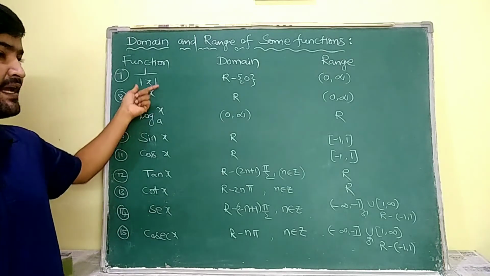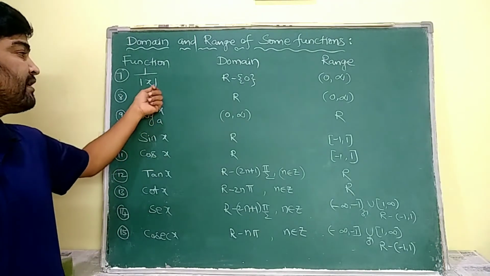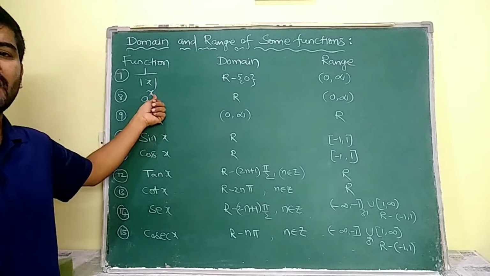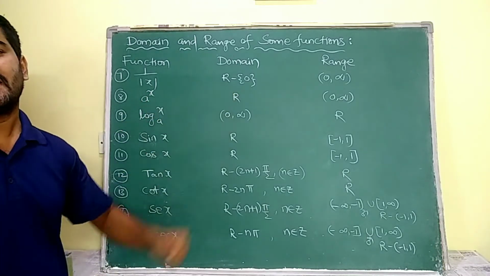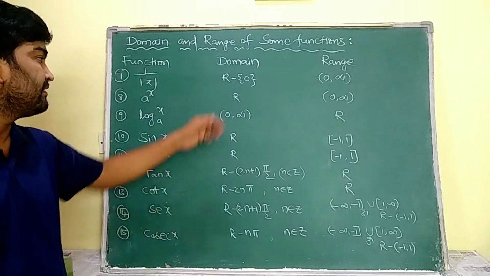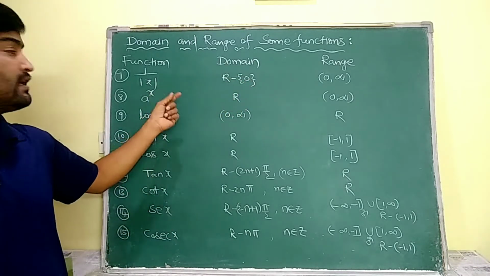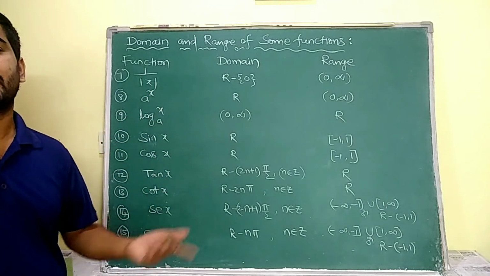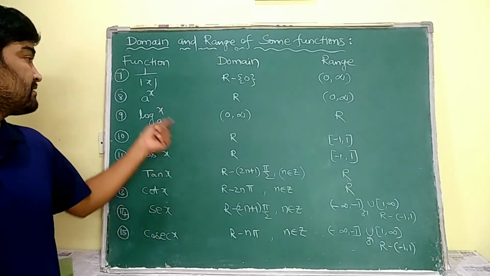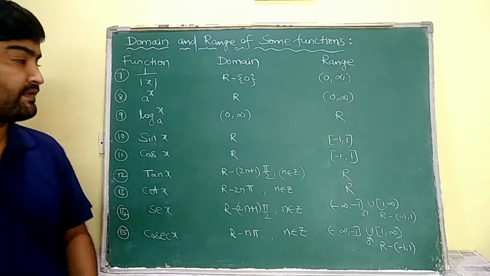See, a power x, the exponential function. A power of x means I may place any value for x. So that's why here the domain is R, and whatever values we place in this power, I am going to obtain only positive values. That's why its range is 0 to infinity.